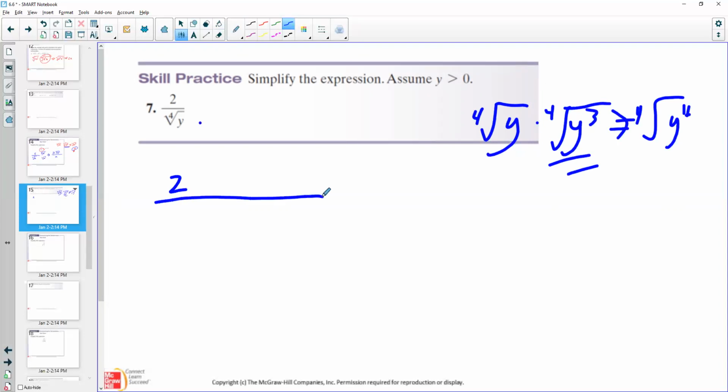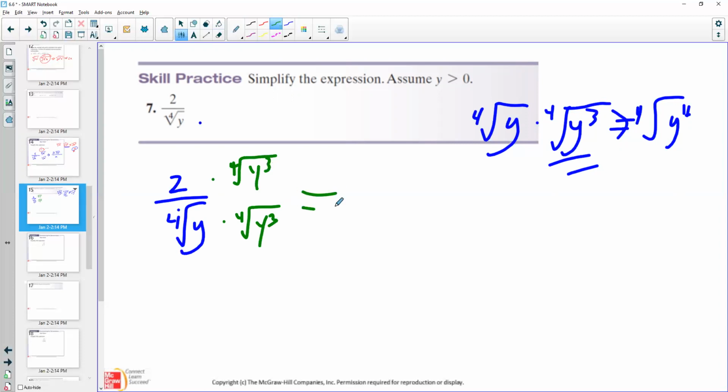So I have 2 on the top. Oh boy, I'm using my eraser a lot today. And then I have the 4th root of y on the bottom. So I'm going to multiply the top and the bottom by the 4th root of y cubed. That's going to give me 2 on the top times the 4th root of y cubed. It's totally okay to have a radical in the numerator. And on the bottom, 4th root of y to the 4th is just y. And it's finished.